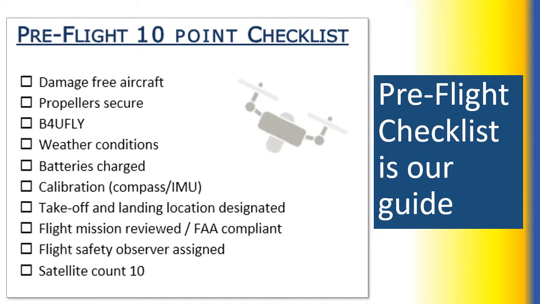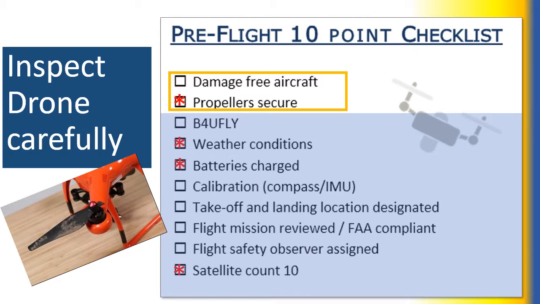So how do we develop a plan? One very good starting point is to look at our pre-flight 10-point checklist. You have this in your mission portfolio, and it gives you some key items that have to be done before every mission. So I'm going to talk you through all of the points on this checklist so that you understand what it is. And the first 2 have to do with the drone itself.